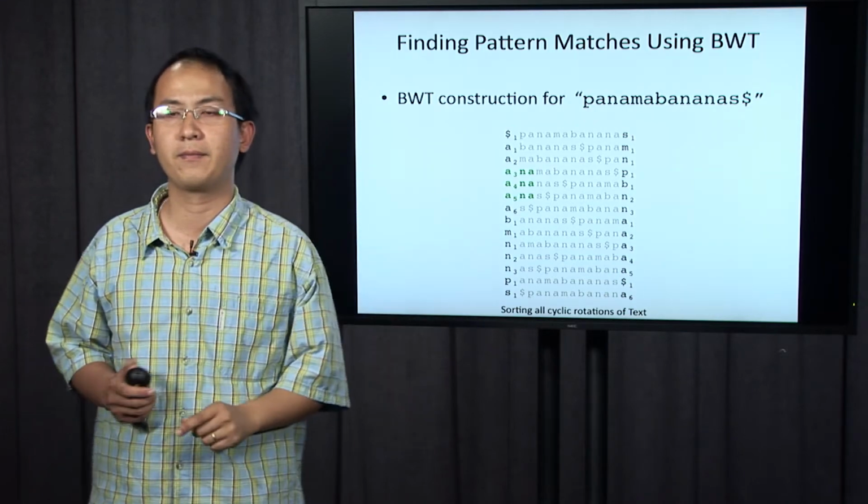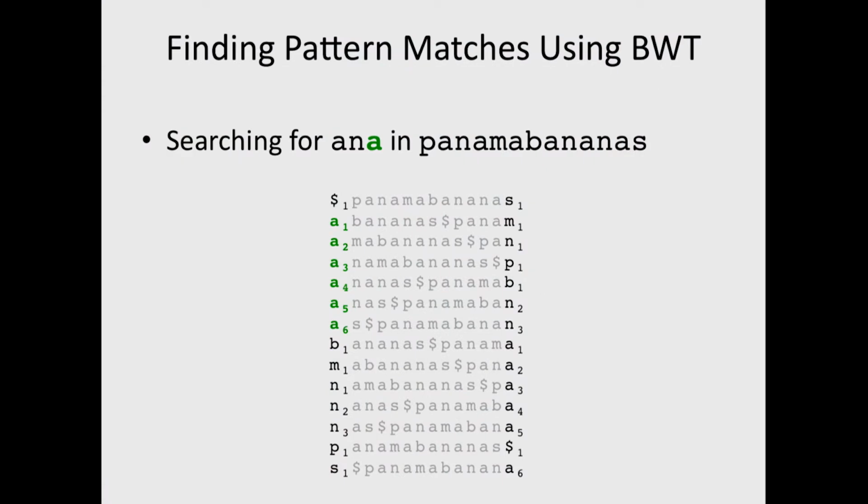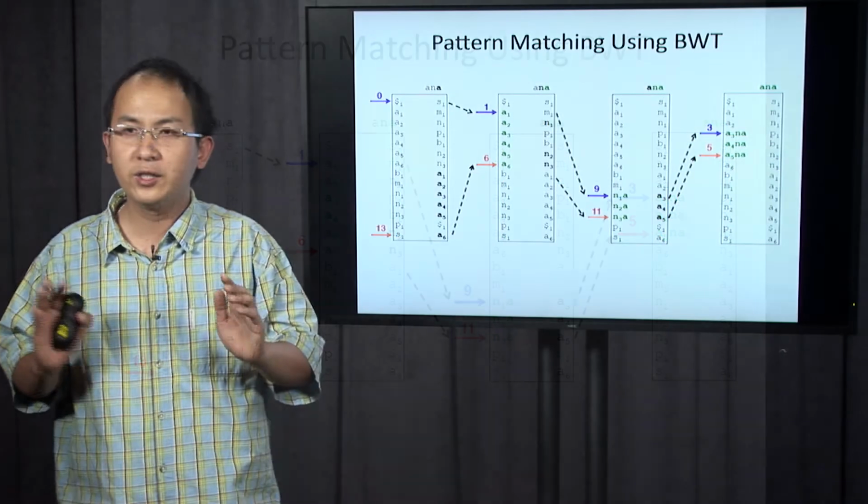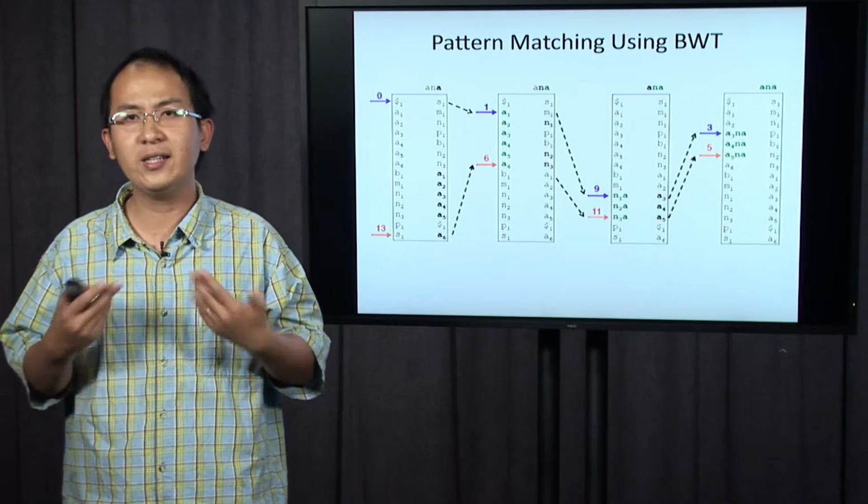The next property of using BWT for searching a pattern is that we iteratively build the pattern from the end to the start, like this. So searching a pattern using BWT is an iterative process. In other words, what we do is just updating the indexes.